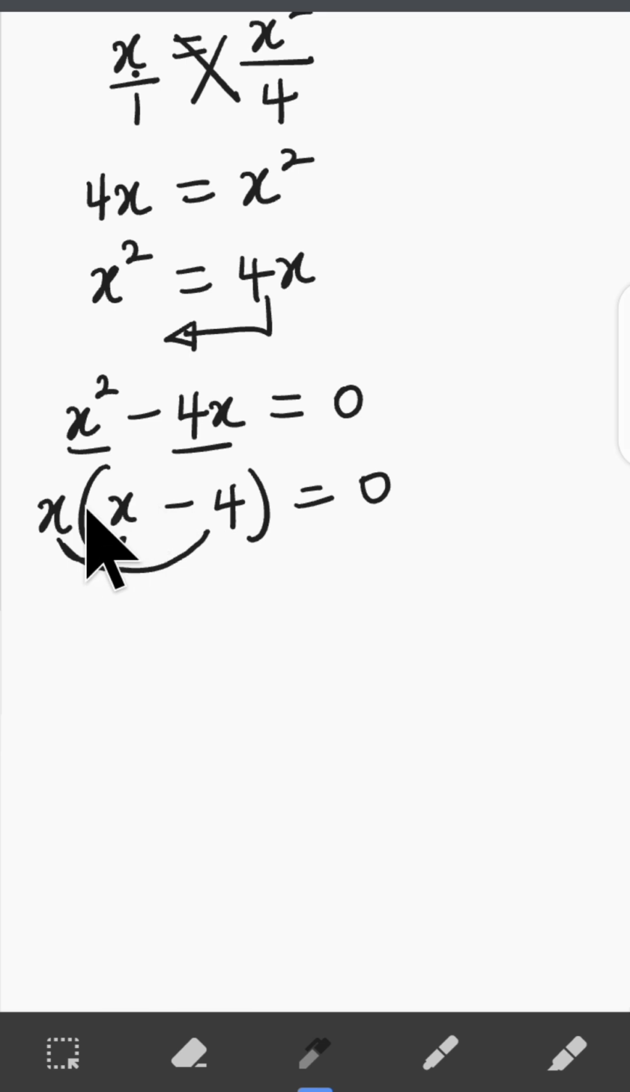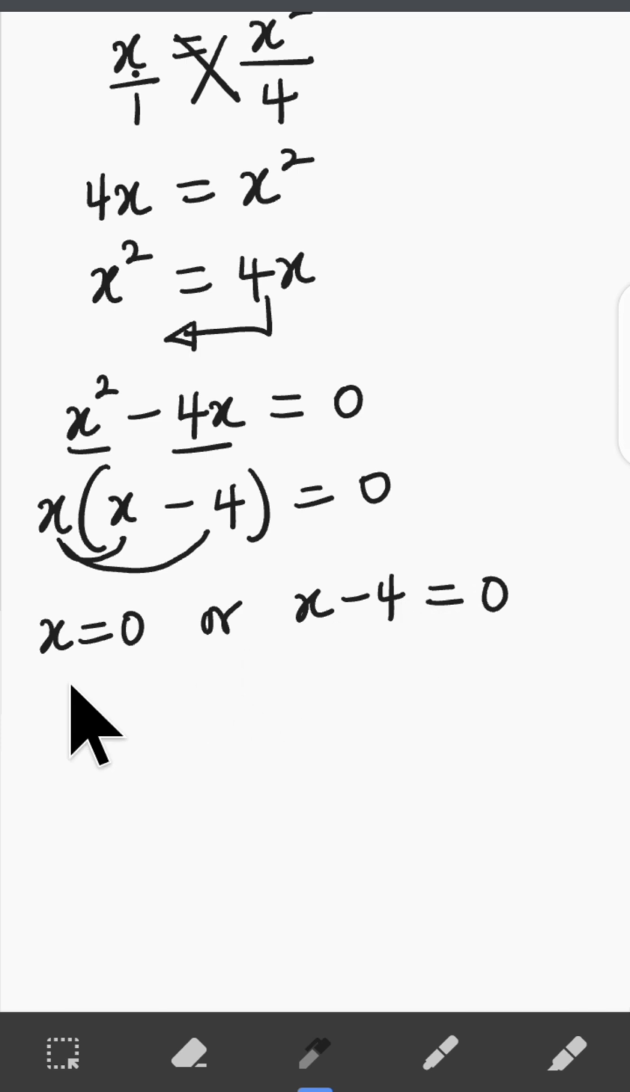When the product of two factors is equal to 0, it means either of them is equal to 0 or all of them is equal to 0. So it means x is equal to 0 or x minus 4 is equal to 0. So we already have this one to be equal to 0, and let us simplify the value of x in this equation. So for me, I'll take minus 4 to the other side, it becomes positive 4. So now I have x is equal to 0 plus 4, which is 4.